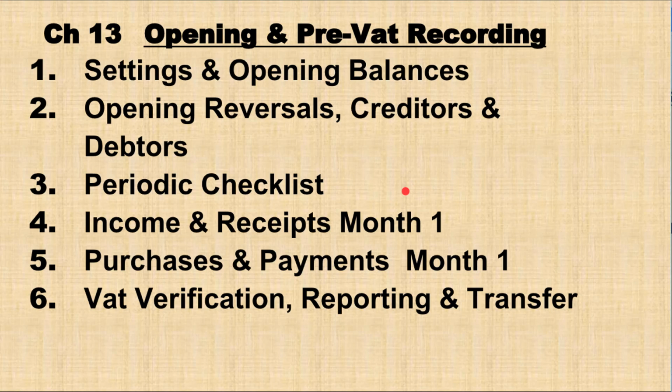Cumulative recording. We look at the periodic checklist, and then we look at the income and receipts file for month 1, the recording of all those documents for month 1. Next, we look at the recording of purchases and payments for month 1. All this is cumulative. And finally, we carry out a VAT verification, reporting, and transfer.